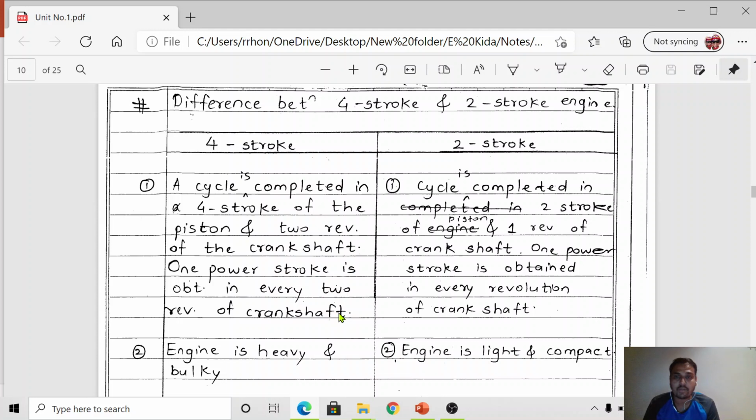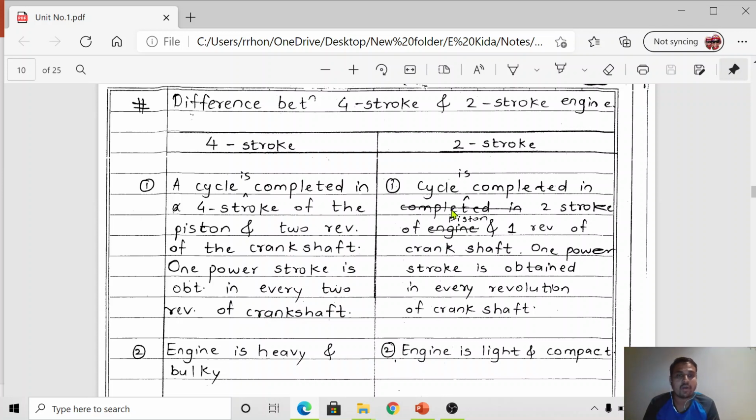That means suction, compression, expansion and exhaust. At the end of the compression stroke, the power stroke will happen, and that particular power stroke will be obtained in every 2 revolutions of the crankshaft in the case of the 4-stroke engine.